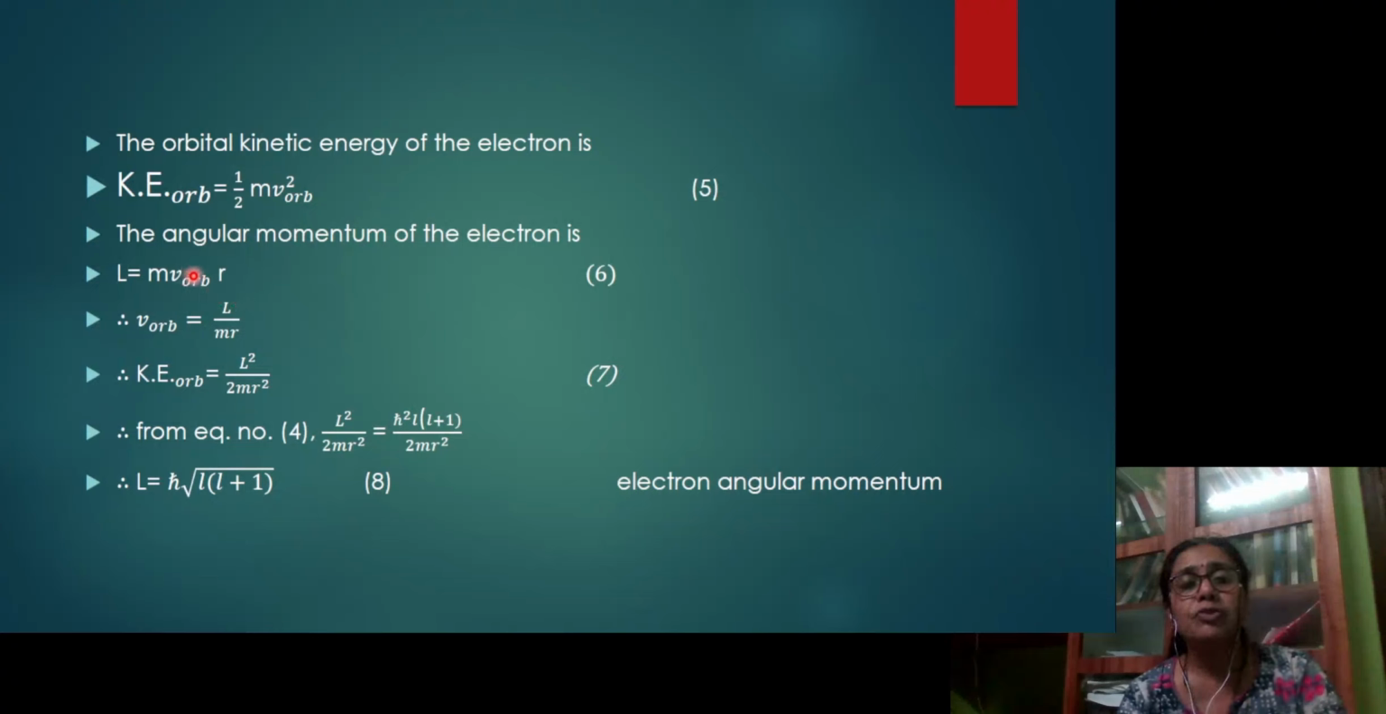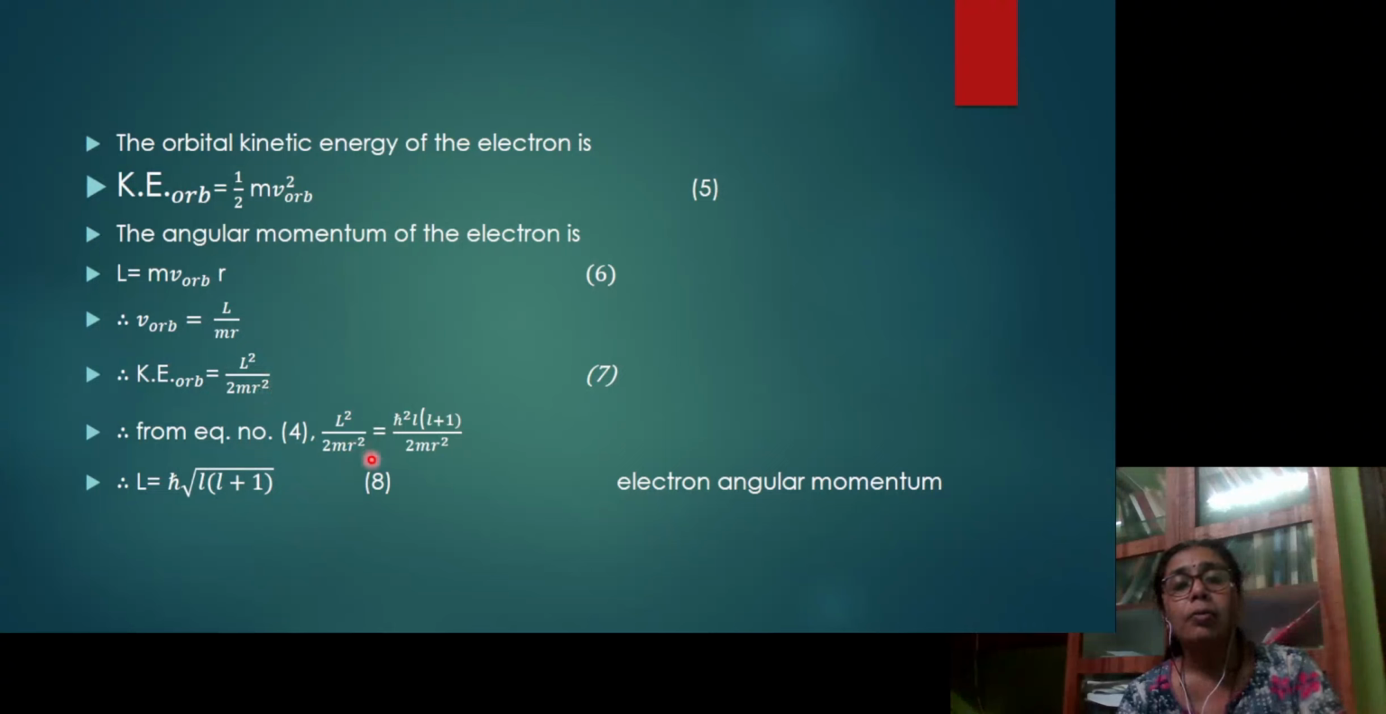So this velocity is the orbital velocity. So I can write v orbital is equal to L divided by mr. Now substitute for this v orbital in the expression for kinetic energy and I get L square upon 2mr square.